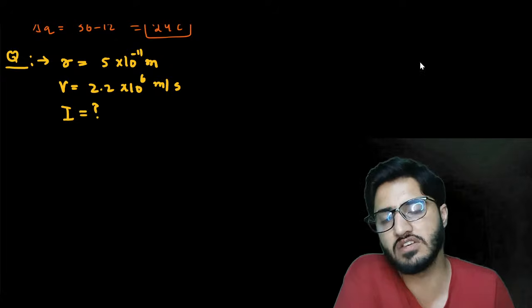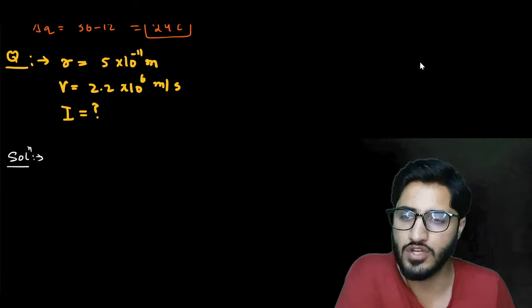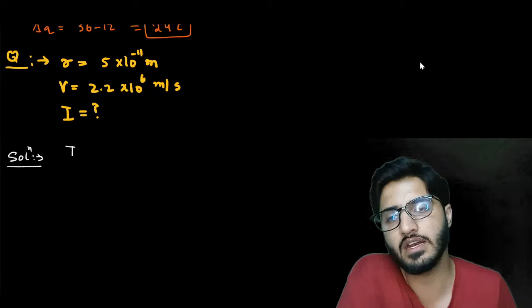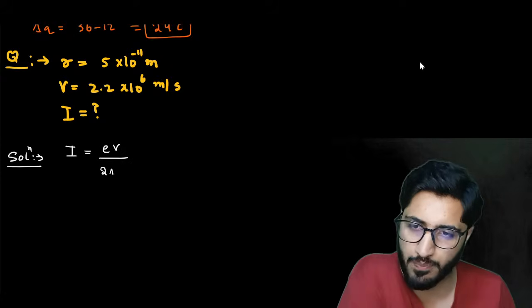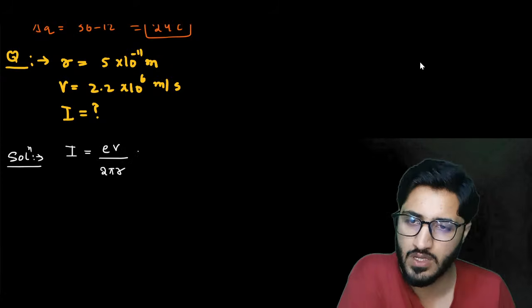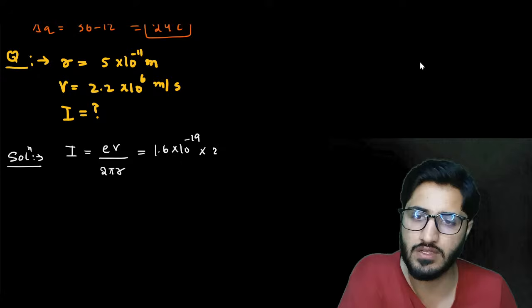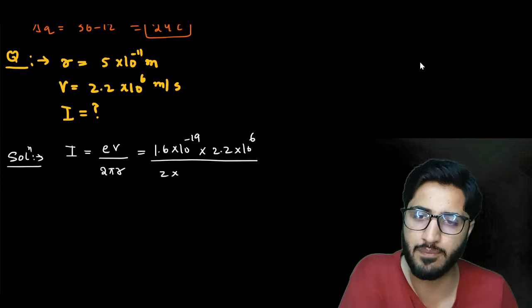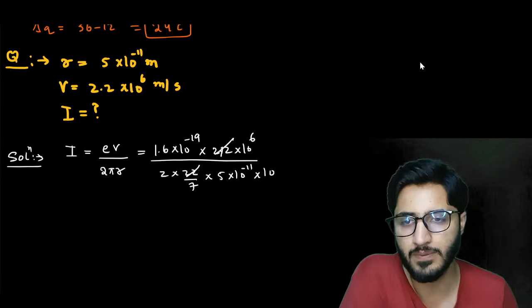So it is given now for the hydrogen. I guess my equation was current is equals to charge into speed divided by 2 pi r. What is E? 1.6 10 to power minus 19 multiplied by V. V is 2.2 10 to power 6. 2 is 2. What is pi? Pi is 22 by 7. R is 5 into 10 to power minus 11. Cancel out 0. So here I will write 10. 22, 22 cancel out.